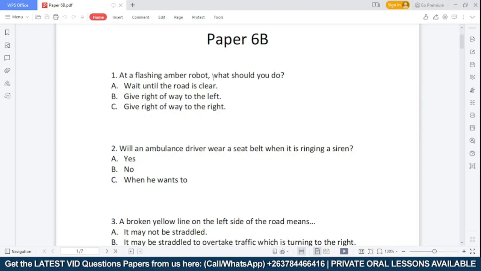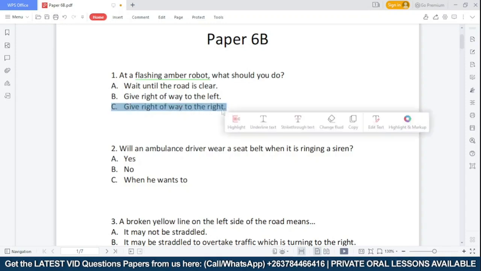Number one, at a flashing amber robot, what should you do? So we are looking at a flashing amber robot here. A, wait until the road is clear. B, give the right of way to the left. C, give the right of way to the right. So what do you think the answer is there? So the answer is give the right of way to traffic from your right.